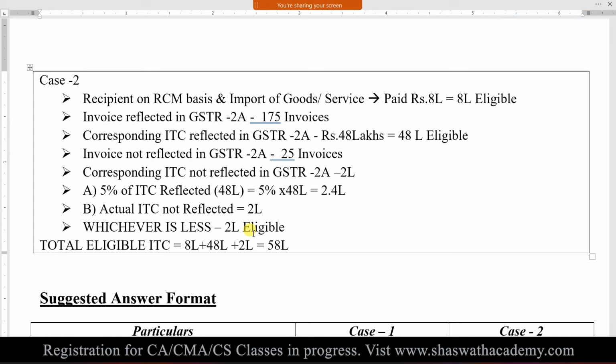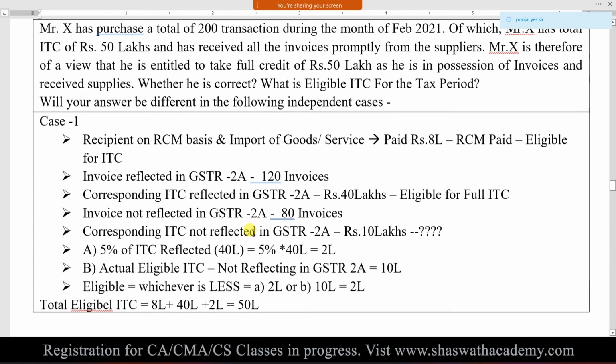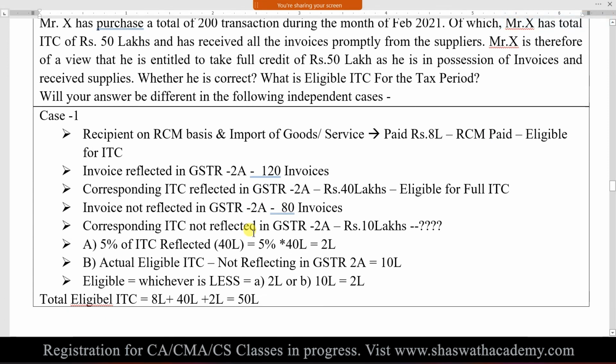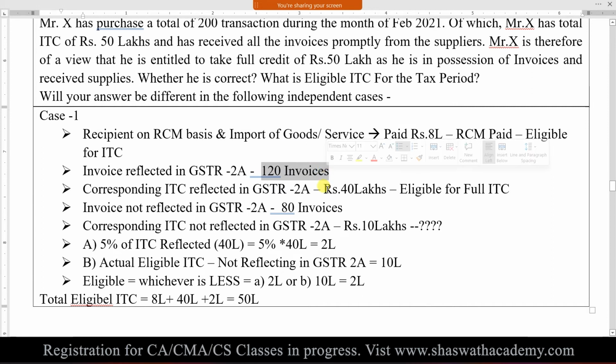Everybody? Yes, sir. See, similar question, similar content. I will just throw it up this way. Here, answer is already available. Nevertheless, you can discuss. See, RCM 8 lakhs paid. So, entire 8 lakh is eligible on payment basis. 120 invoices only got reflected, but it has got only 40 lakhs reflection. Entire 40 lakh you are eligible to. 80 invoices consisting of 10 lakhs is not eligible.